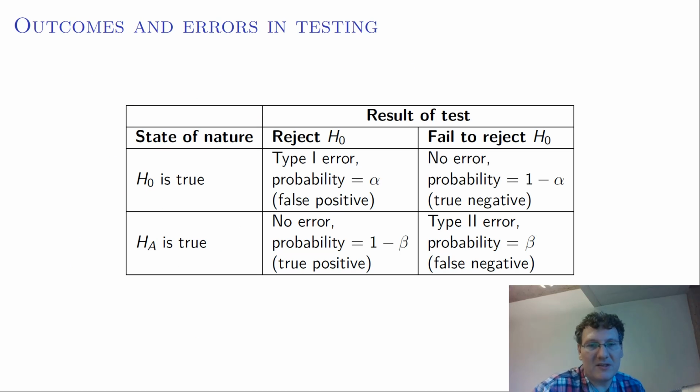Now I mentioned type 1 error. This is a great table showing you kind of what can happen at the end of doing a hypothesis test, right?